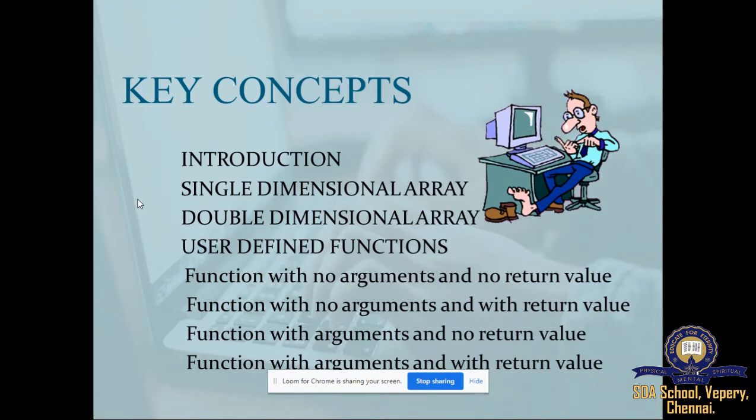So basically the main objective of this chapter is that you are going to learn a new thing: how to represent different items together in a single array, and how to group different statements together in a single component called a function. So these two functionalities, their usage, properties, and some example programs we'll be seeing in this chapter.